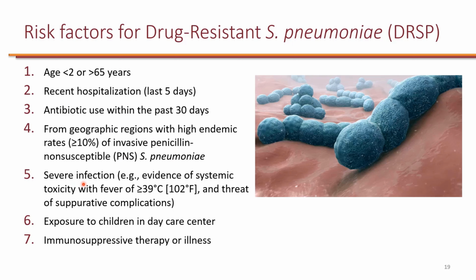People with severe infections, and the way you decide if an infection is severe is if someone has a high fever of 39 degrees centigrade or higher, or if there is a threat of suppurative complications, and exposure to children in daycare centers, and of course immunosuppressed patients. So these patients will be at risk of drug-resistant strep pneumo, so we should keep that in mind when we choose treatment for acute bacterial rhinosinusitis for these patients.